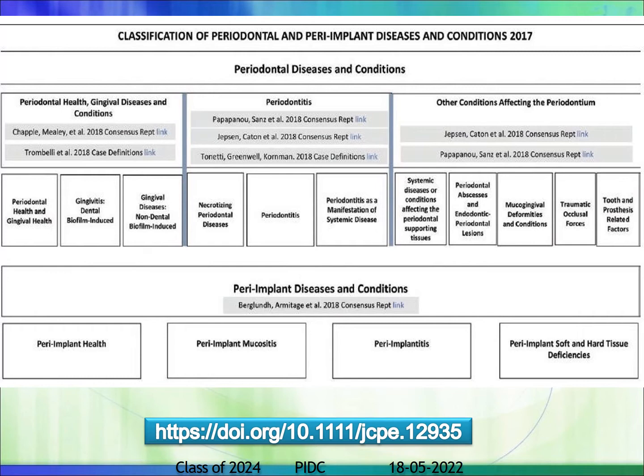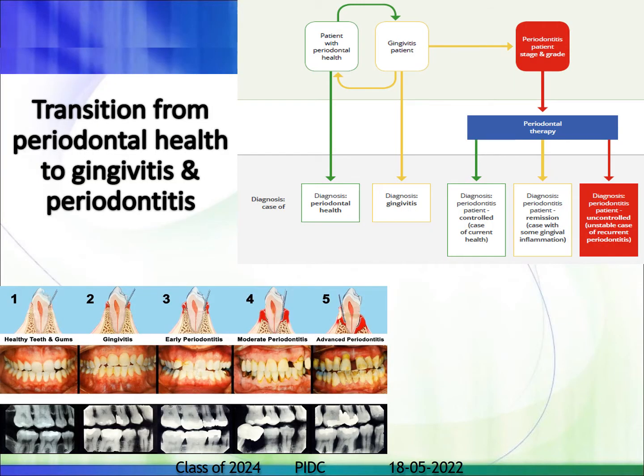The second one is periodontitis. The third one is other conditions affecting the periodontium, and the fourth one is peri-implant diseases and conditions. So we will go on to see what exactly happens, what is gingivitis, and what is periodontitis.